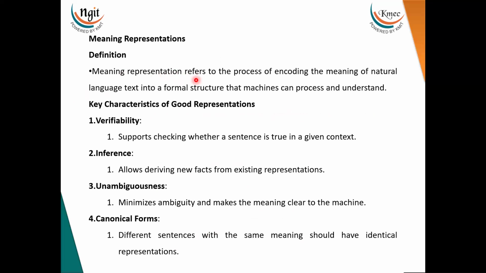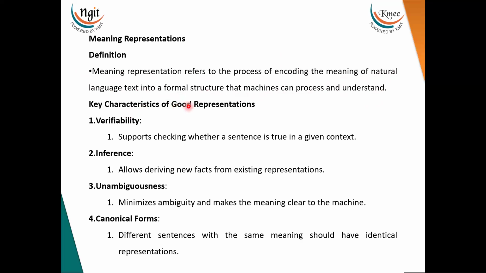So meaning representation refers to the process of encoding the meaning of natural language text into a formal structure that machines can process and understand. Let me repeat again, meaning representation refers to the process of encoding the meaning of natural language text into a formal structure that machines can process and understand.